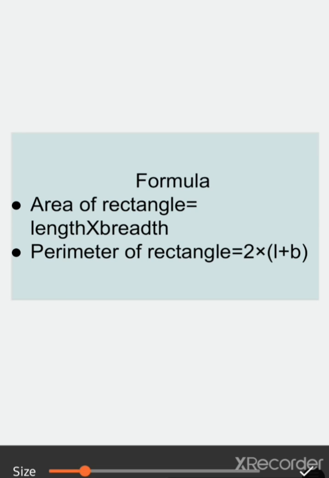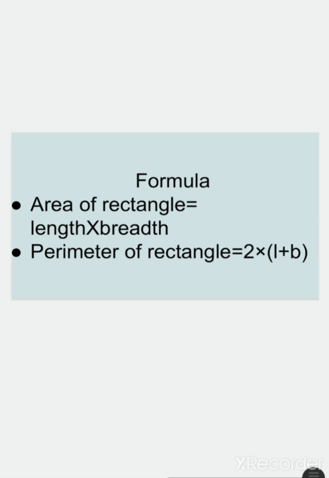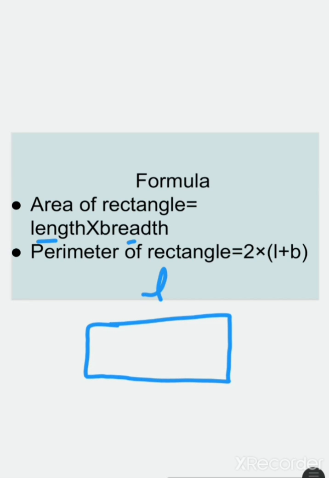Now we'll come to the formula part. We have studied earlier also that area of rectangle is length multiplied by breadth. Now if this is my rectangle, this is length and this one is breadth. So whatever is the magnitude of length and whatever is the magnitude of breadth, if we multiply them, we'll get the area of the rectangle.